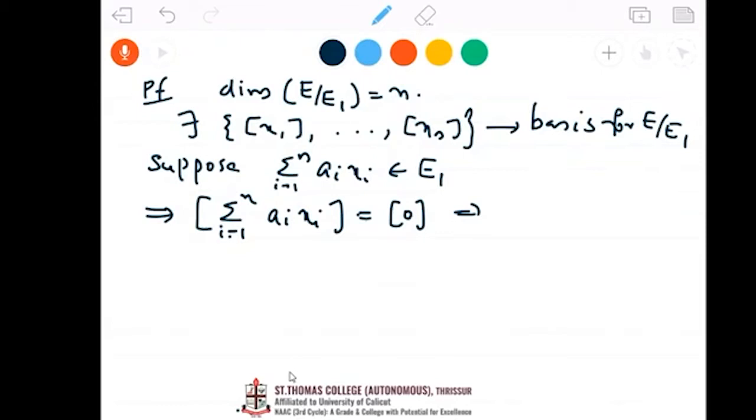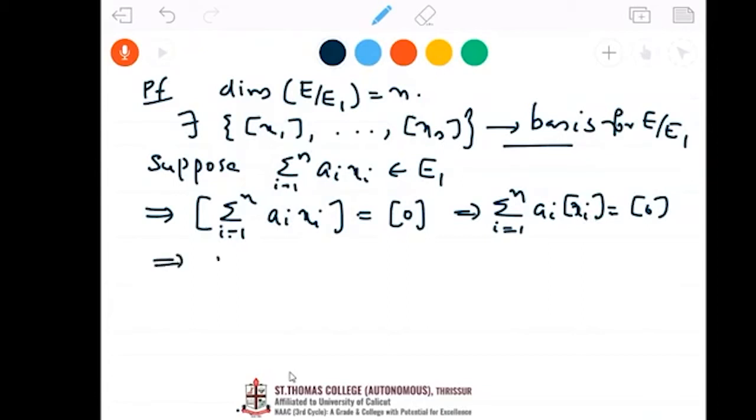Similarly, class of ax is a times class x. So we can express the left hand side as summation i equal to 1 to n ai class xi equal to class of 0, and class of 0 is the 0 vector of E over E1. Okay, and this class x1, class x2, etc. class xn forms a basis of E over E1. If this is a basis, then it is linearly independent. So if their linear combination equals 0, all the scalars must be equal to 0.